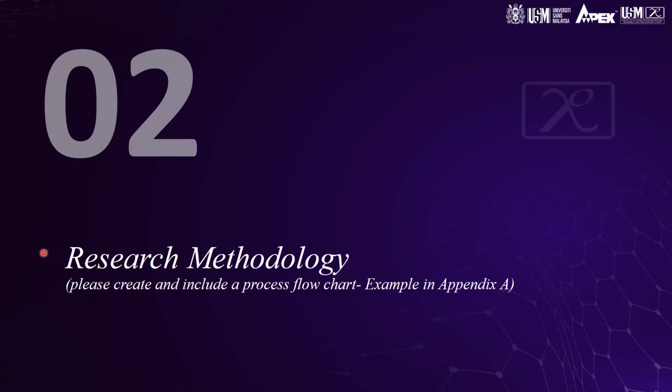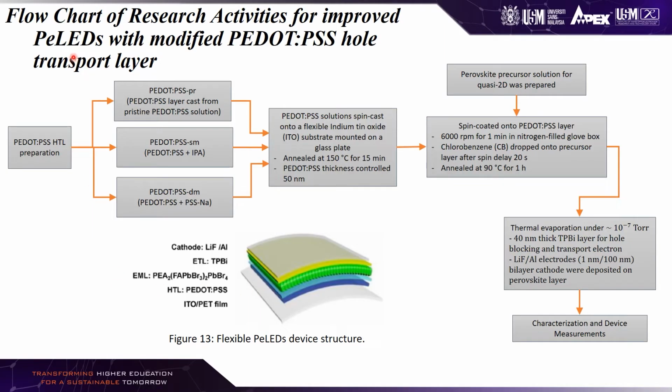Research methodology for journal three. This is a flowchart of research activity for improved P-latch with a modified PEDOT:PSS hole transport layer. PEDOT:PSS HTL preparation.